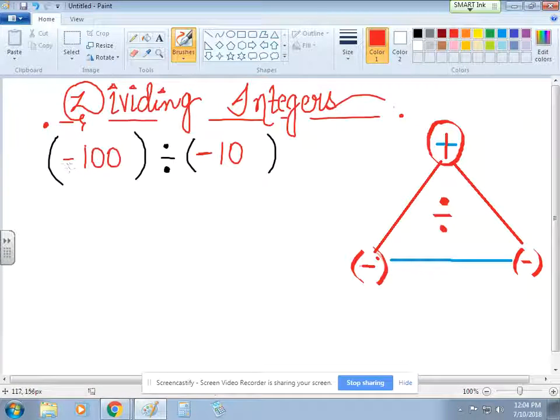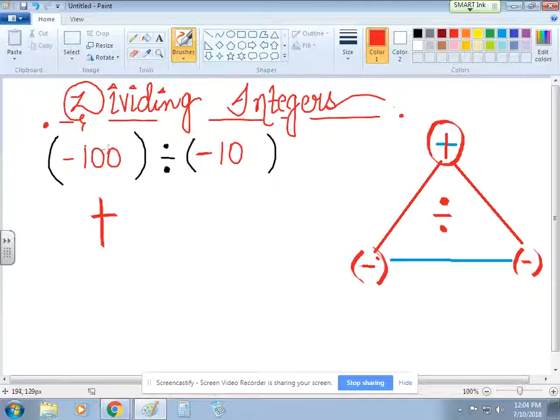So here, students, I'm going to divide negative 100 by negative 10. Negative divided by negative. Negative divided by negative. The answer will be positive. So at least I am done with half of the problem. I know that my answer sign is going to be positive.